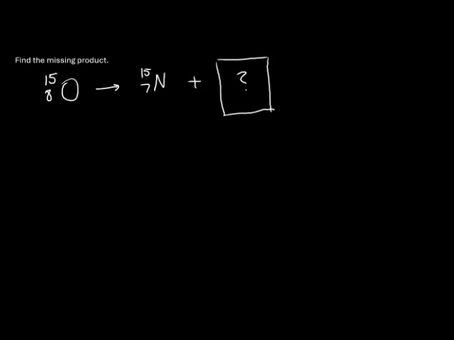Here's another example of a missing product. We can check the mass and check the protons. Our mass on the left says 15, and our mass on the right also says 15, and we'll still have to say plus x. If I want to solve for x, I'll subtract 15 from both sides. This will leave me with an x of 0, which means whatever I'm going to get will have no mass at all.